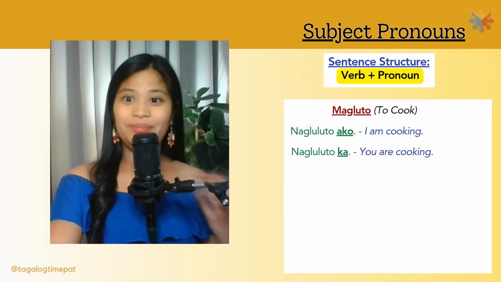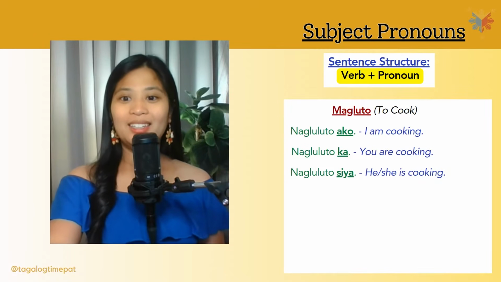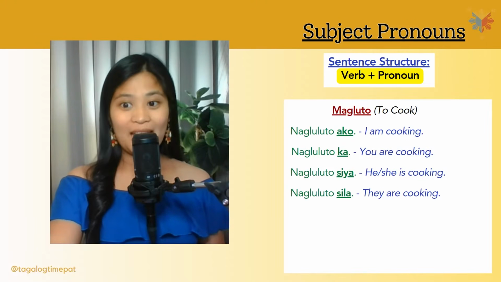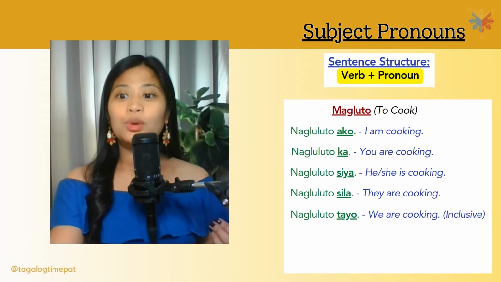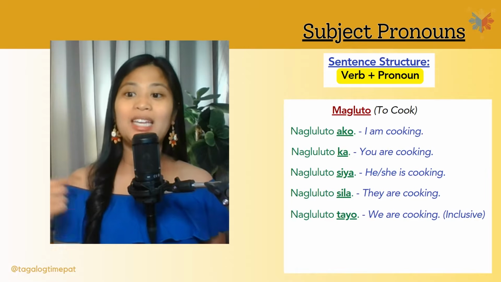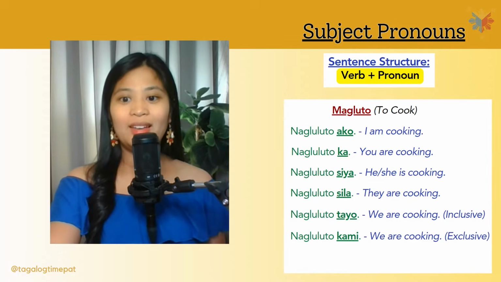Nagluluto ako. Nagluluto ka, you are cooking. Nagluluto siya, he or she is cooking. Nagluluto sila, they are cooking. Nagluluto tayo, we are all cooking together. So remember, that's inclusive. We're all doing it.